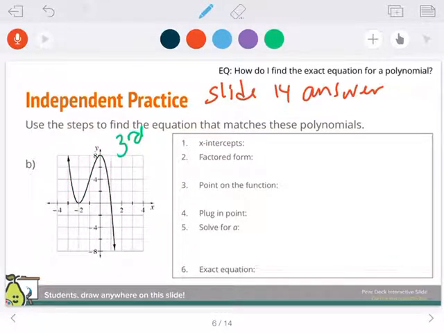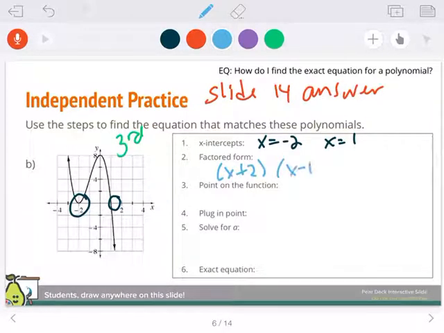So x-intercepts. We see an x-intercept at -2, and we see an x-intercept at 1. And if we're going to write this in factored form, that would mean that we would have x plus 2 times x minus 1. Now here's where the degrees become important, because if it's a third degree polynomial, we need to have 3 x's being multiplied, and we only have 2 here.